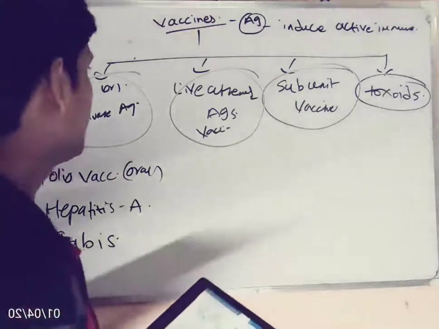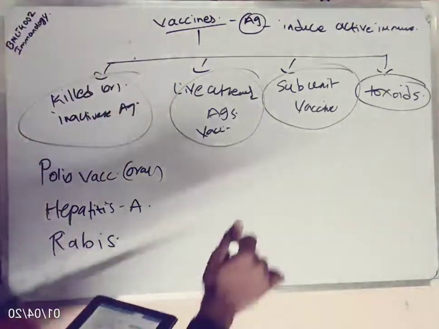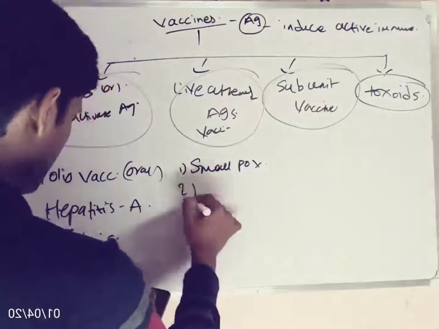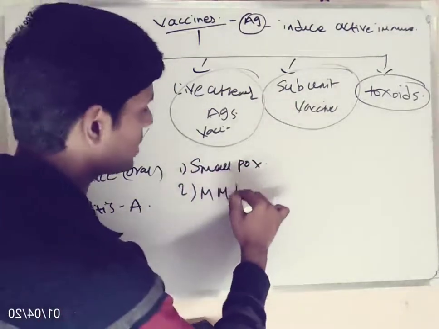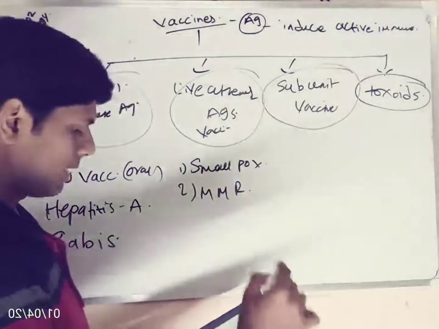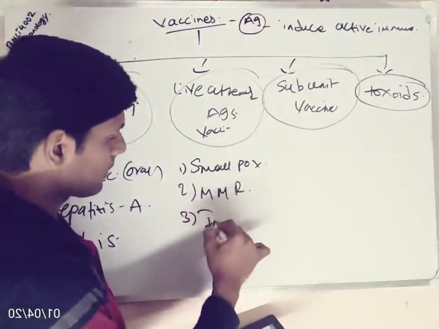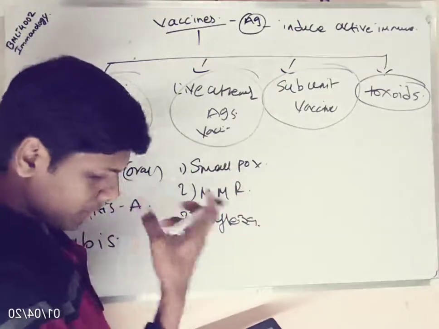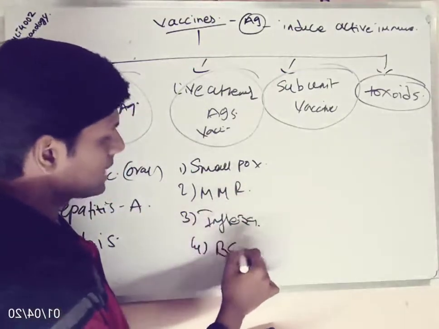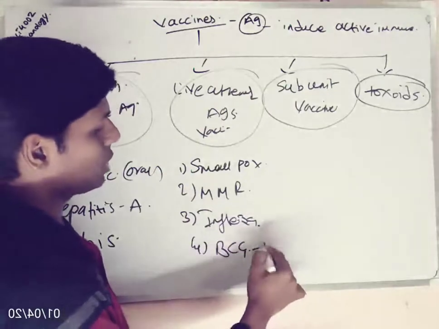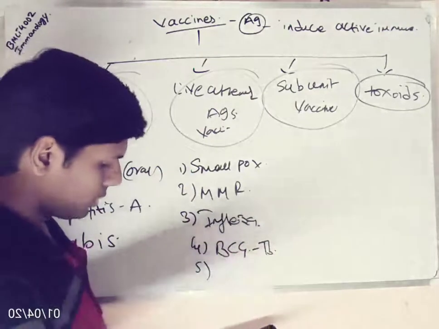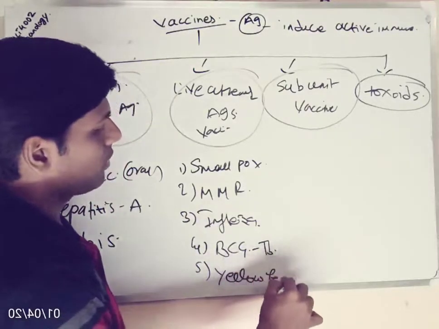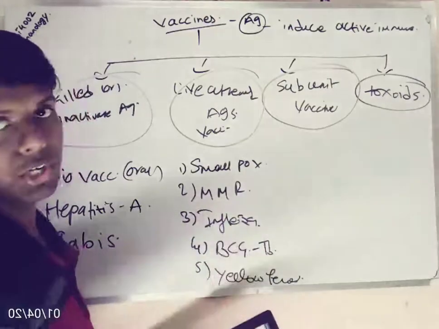Next let us see live attenuated vaccines. One is the smallpox vaccine. Then we have measles, mumps, rubella, the MMR vaccine. Then we have the influenza vaccine. All these are inactivated. Influenza. Then we have BCG, Bacillus Calmette-Guerin, for tuberculosis. Then we have the yellow fever vaccine. So these are the examples for live attenuated vaccines.